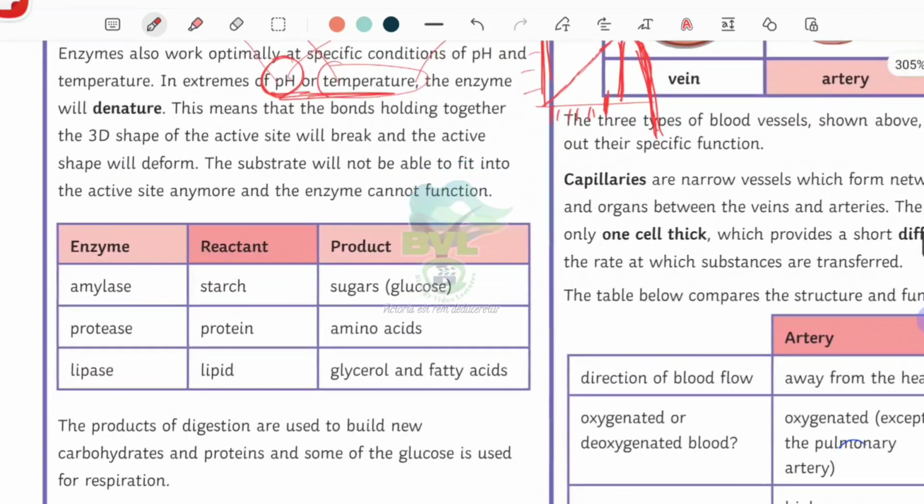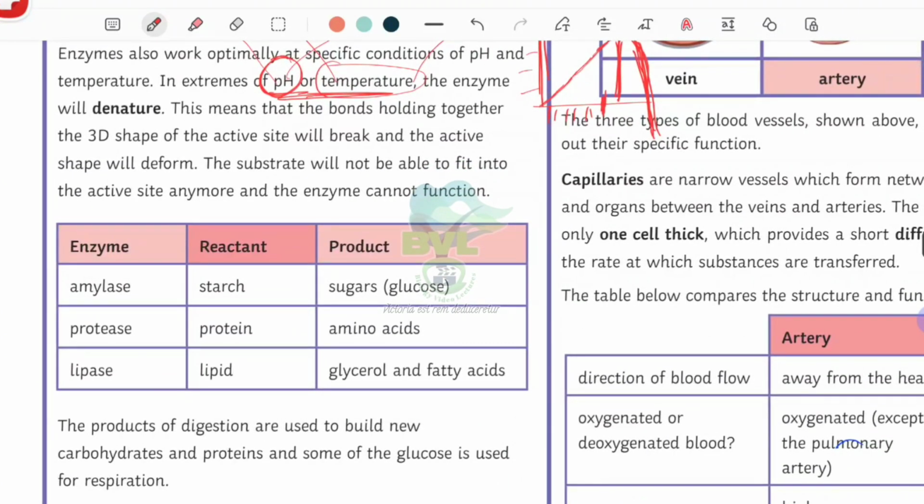If you are asked to define what denature means, it means when the enzyme loses its 3D shape, or when the amino acids start breaking and the active site changes its shape. For that reason, it can no longer bind to the substrate anymore. These are the examples of enzymes you need to know: amylase, protease, lipase. What they work on is there. You should remember this.